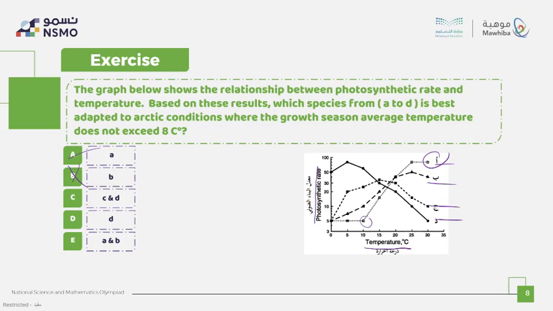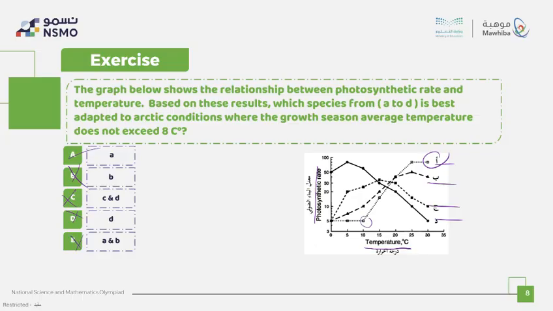C, it's both C and D. No, because both show better performance in warm conditions. What about D? D is also incorrect because it performs better at warmer temperature. Okay, the last one, E, A and B. No, it contains one correct, A, and one wrong, B. So it's not right. Okay, that would be wrong.